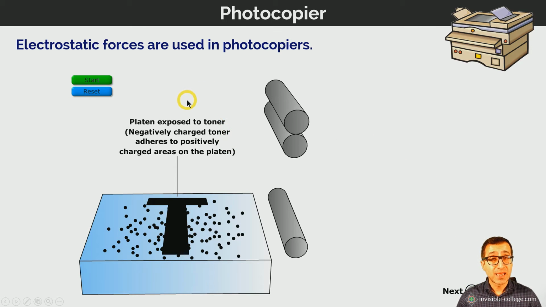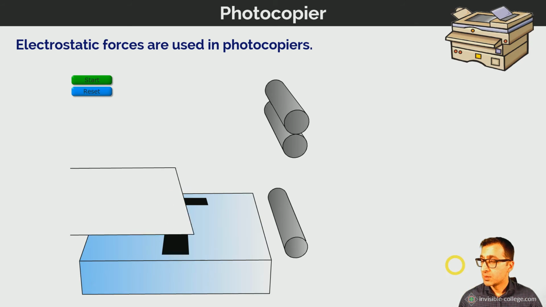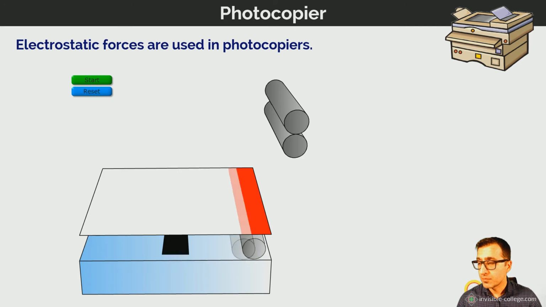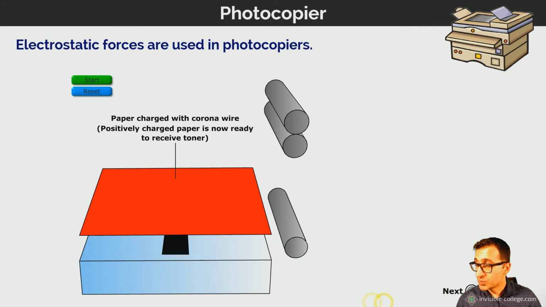So the platen is then exposed to a fine dusting of toner, which is essentially the ink that the photocopier uses. Now, the negatively charged toner will stick to positively charged areas on the platen, such as the area that we outlined here. So now the piece of paper on which we're going to make a copy of the original image comes in, and then the roller rolls again over the piece of paper.